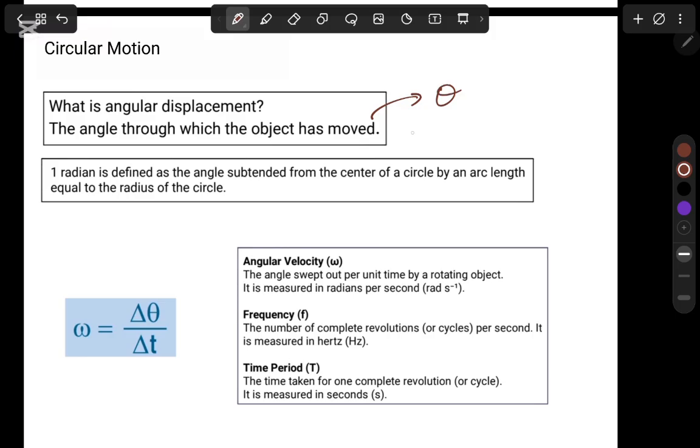Okay, and I hope you know the formula: s is equal to r theta. This is the formula that links the linear displacement s with the angular displacement theta, and then we have r as the radius. The units we use for the angular displacement are going to be radians. 1 radian is defined as the angle subtended from the center of a circle by an arc length equal to the radius of the circle.